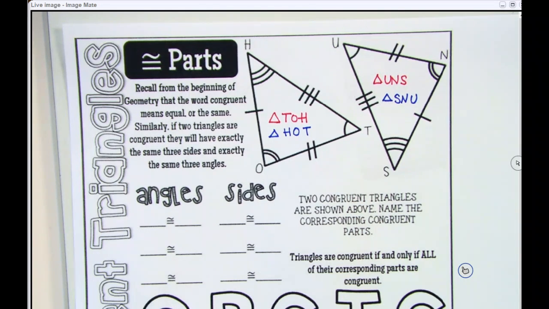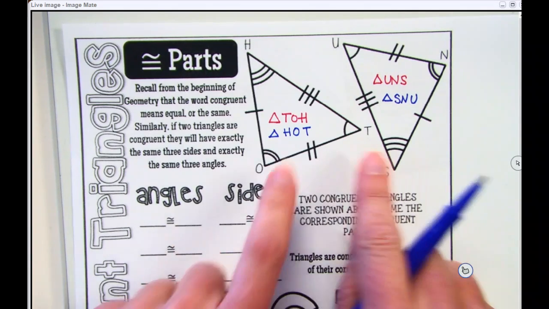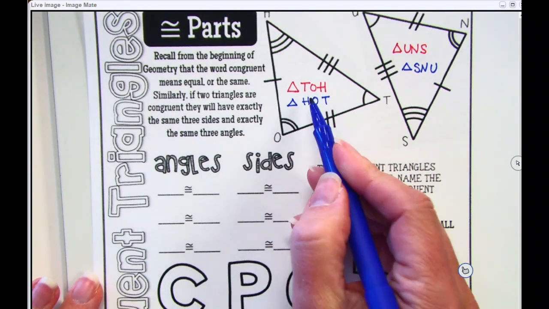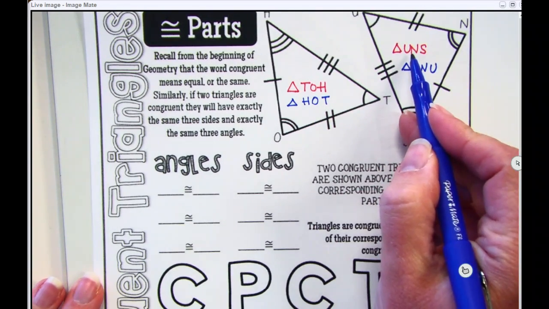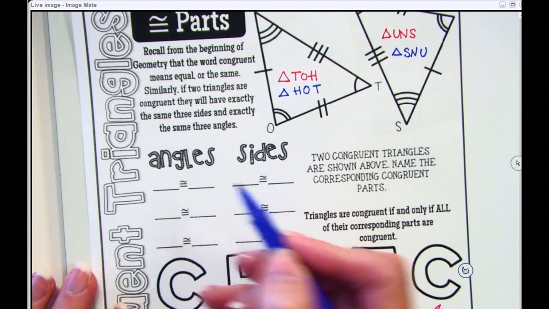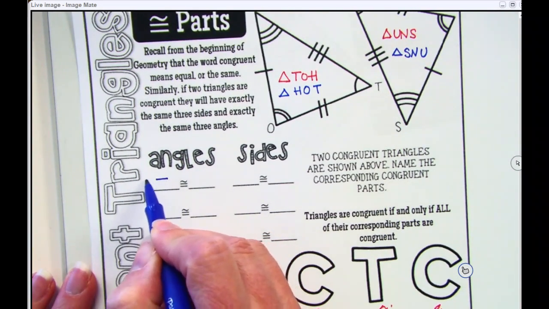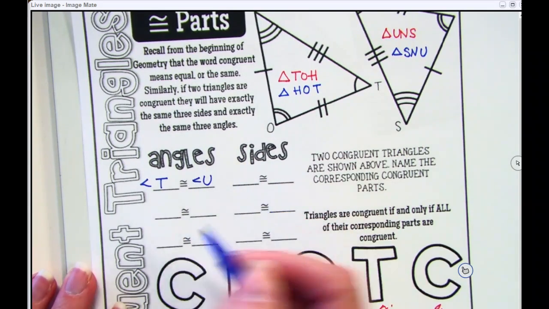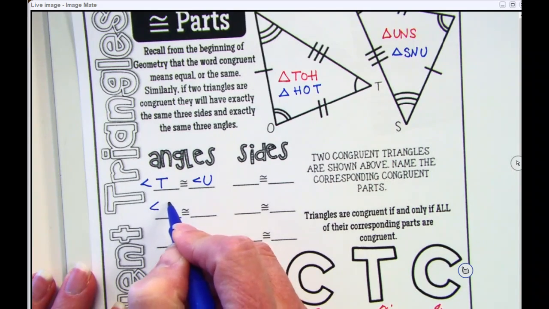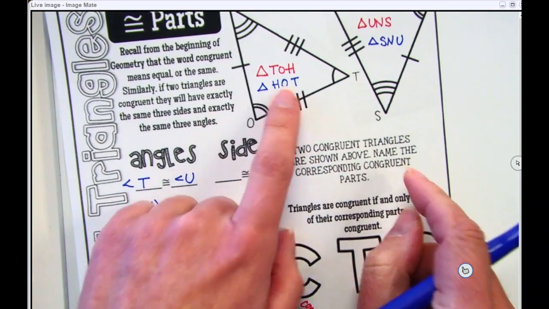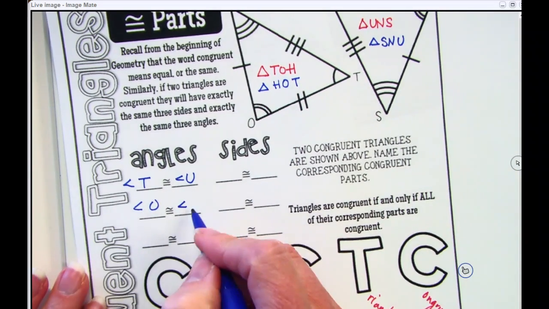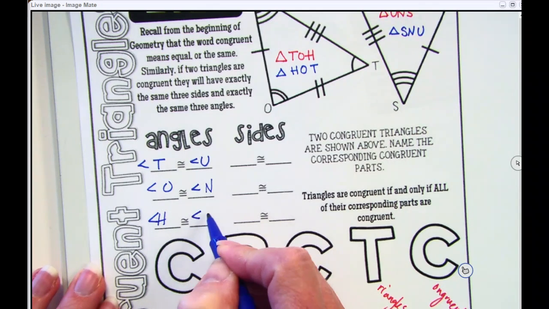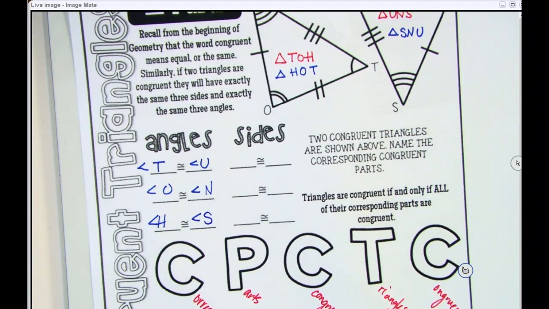Because they're in order, that means that I can just look at these and know what angles are congruent and what sides are congruent. So if I wrote T first, it's congruent to what angle over here without even looking at the picture? So angle T is congruent to angle what? U. Angle O is congruent to? Angle O is second, so angle N. And the last one, angle H is congruent to angle S.